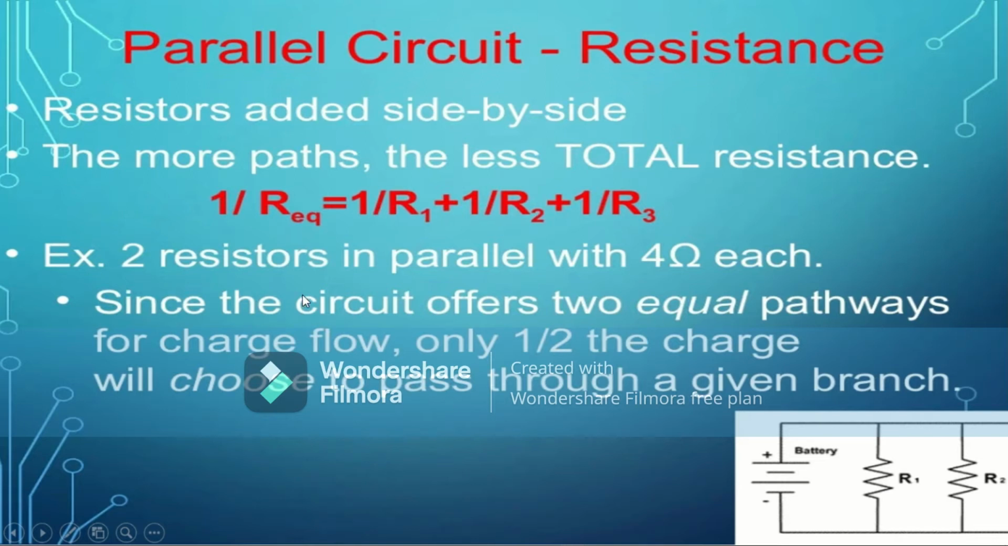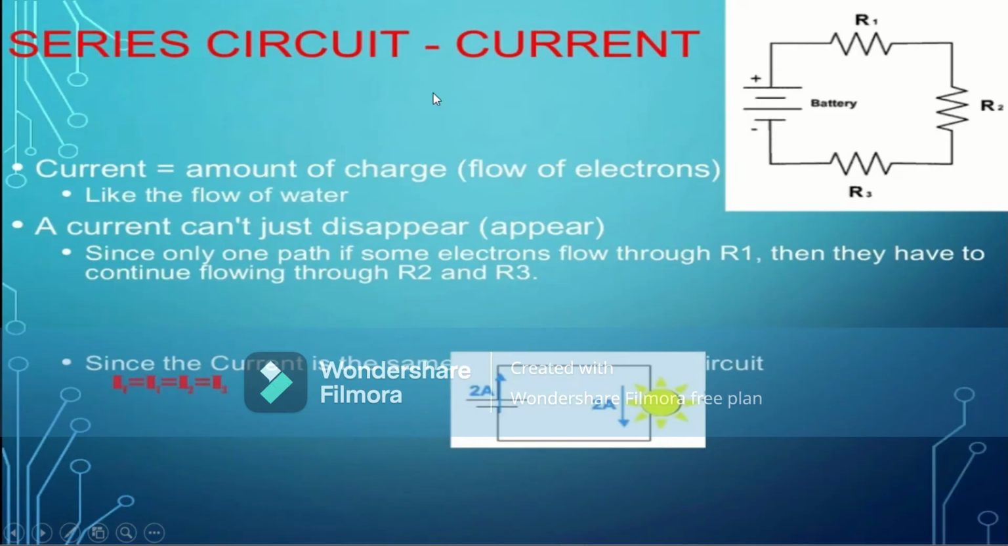Exercise: two resistors in parallel, this is 4 and this is 4. So 1 over R total equals 1 over 4 plus 1 over 4, which equals 2 over 4, which equals a half. So the R total will equal 2. Since the circuit offers two equal pathways, the charge will choose a path through a given branch.